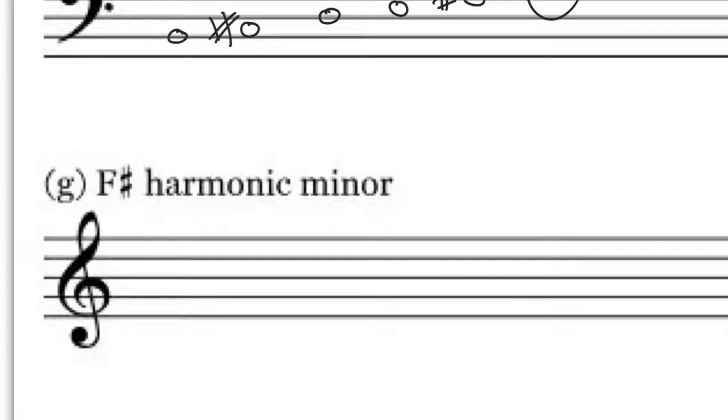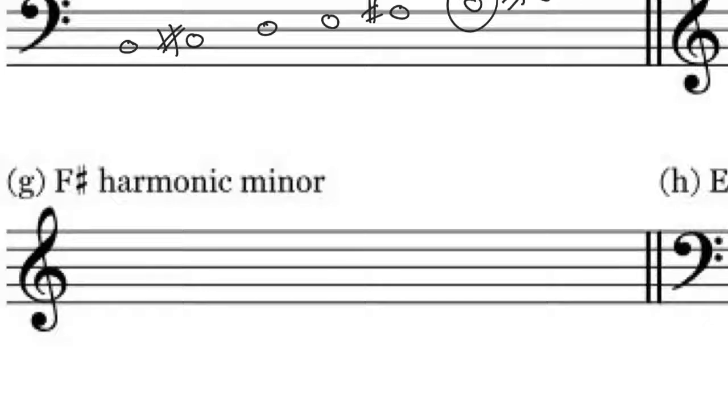Now we have F sharp harmonic minor, where we just raise the 7th scale degree. Let's write in our pitches: F, G, A, B, D, E, F. We need F sharp. What's our relative key? A, so we need 3 sharps: G sharp, A, B, C sharp. We do nothing to the D, but we need a raised 7th scale degree.